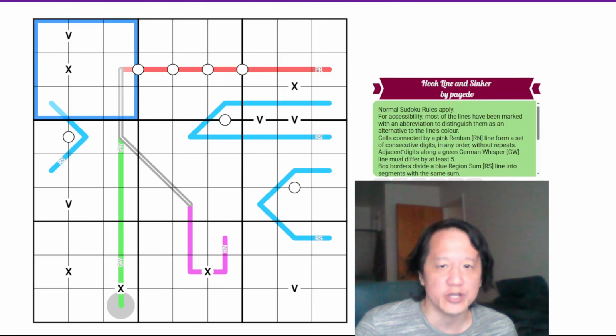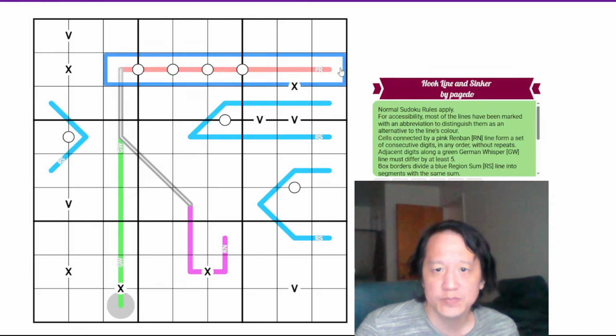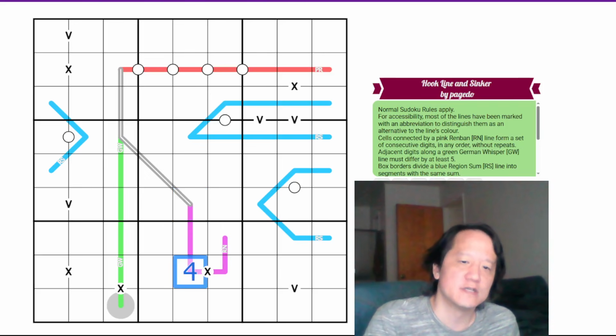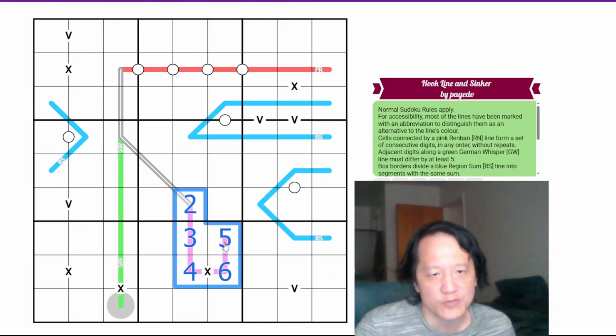For accessibility, most of the lines have been marked with an abbreviation to distinguish them as an alternative to the line's colors. Cells connected by a pink red band line form a set of consecutive digits in any order without repeats. So, for example, we could have something like 4, 6, 5, 3, and 2 here, and that would be valid because this forms a set of consecutive digits, 2, 3, 4, 5, 6.